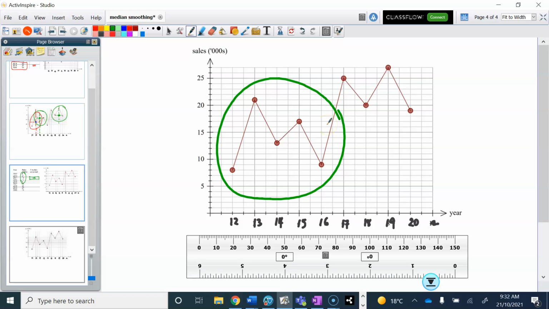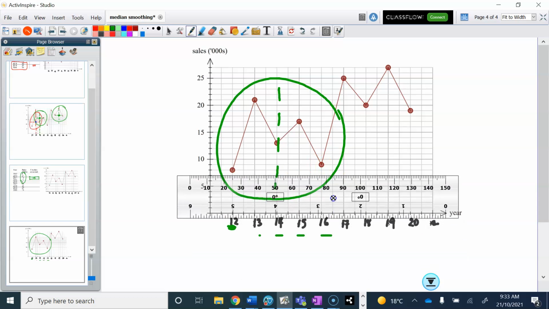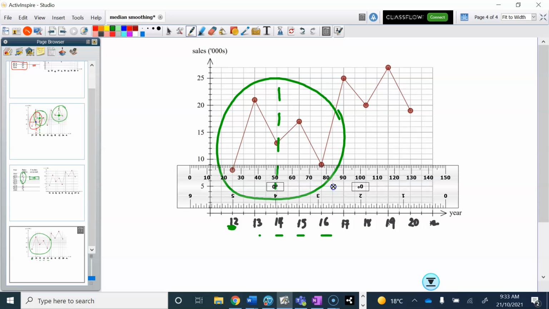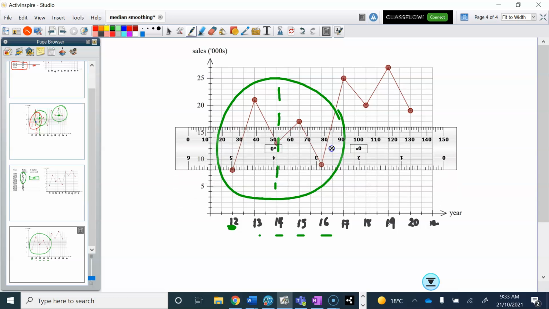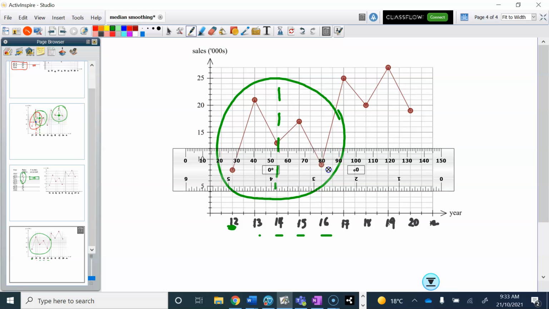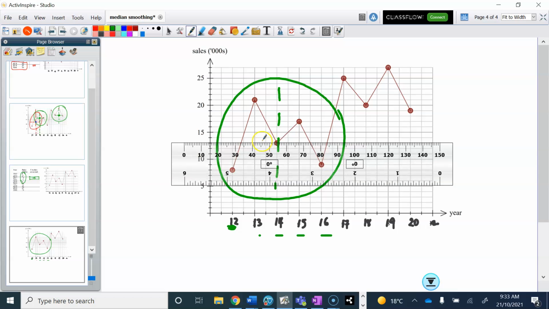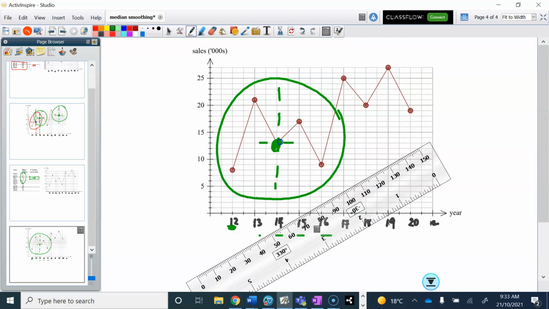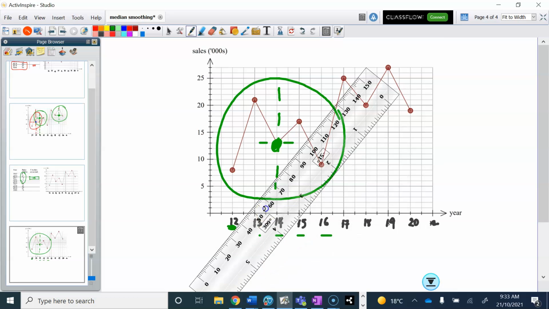The middle point horizontally, 1, 2, 3, 4, 5. So we're looking at 2014, something that lines up here. And then with your ruler, looking for the third point, I would hit 1, 2, 3, 4, 5. So the third point I hit, 1, 2, 3, I'm looking for something that lines up here. Okay, so my actual median point is on the actual data point for that particular piece of information.